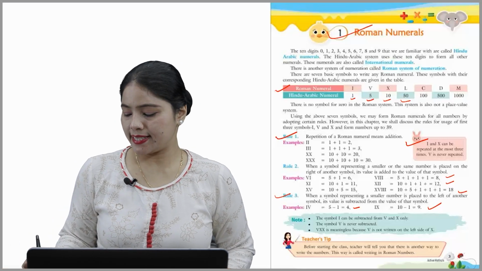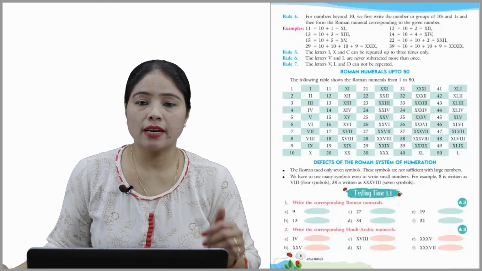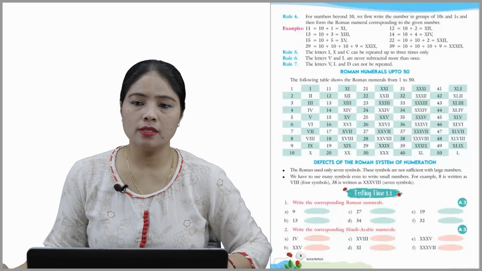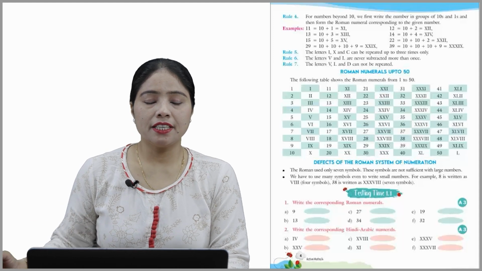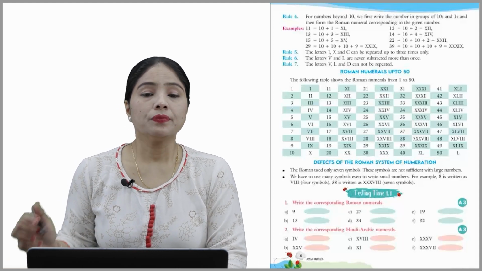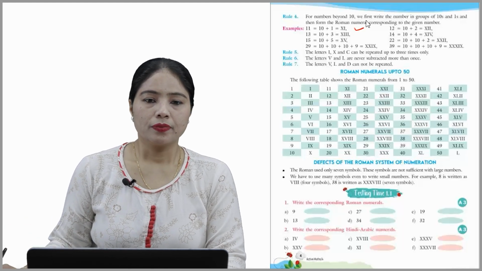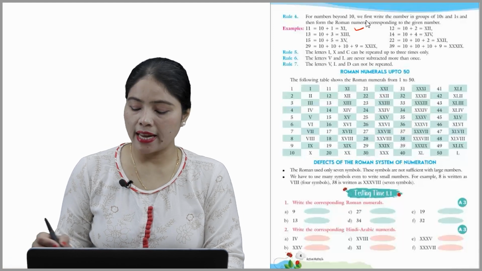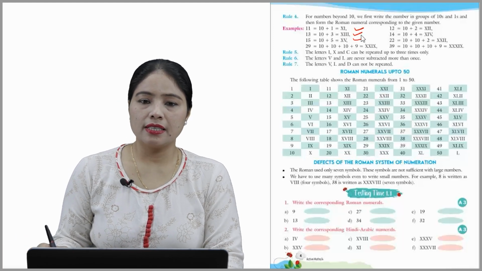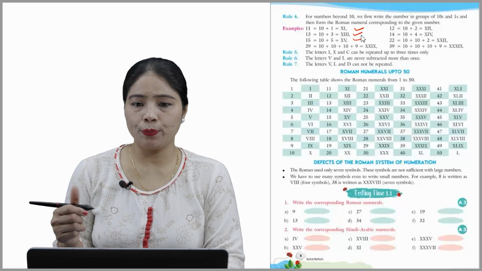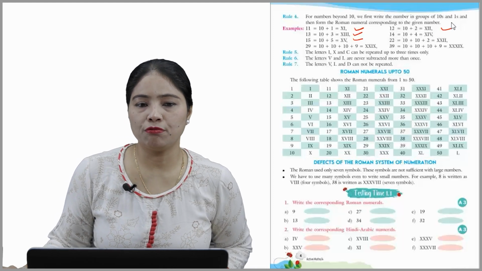So now move on to the next. This is rule number 4. For numbers beyond 10, we first write the number in groups of tens and ones and then form the Roman numeral corresponding to the given number. Here it is given 11. So how to write 11? 10 plus 1 makes number 11 and in Roman we just write X and I. This is 13. So 10 plus 3, 13, that means X and I 3 times, 13. Now this is 15. This is, what has it become, 29. Okay. Hope you understood. Similarly, beta, all these are the same. You just read and practice for that rule number 4 also.